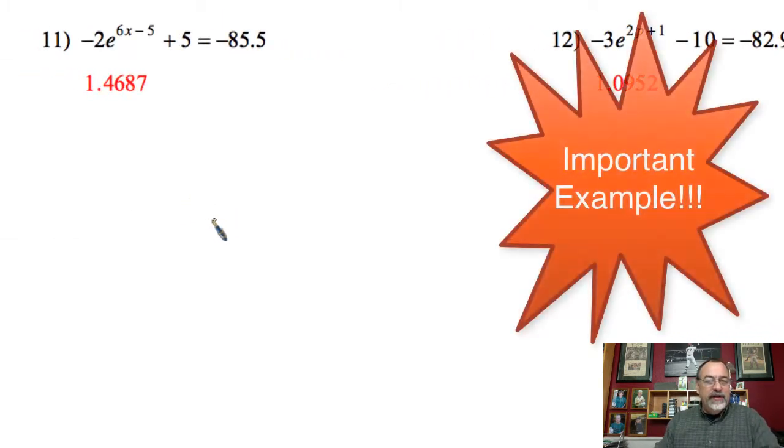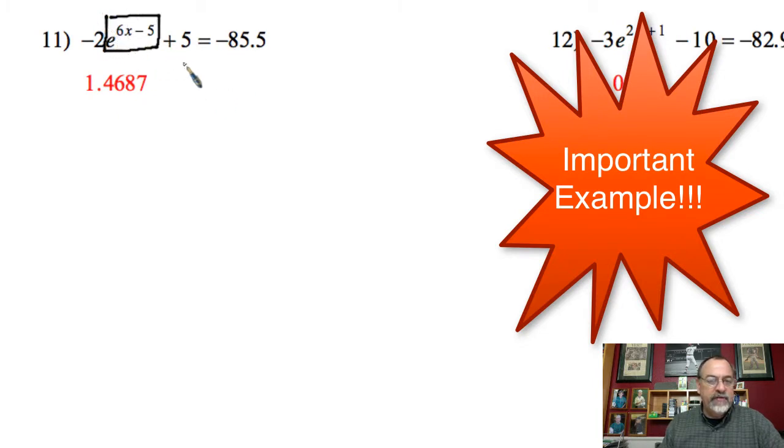Taking a look at number 11 here, this gets a little bit more complicated, but if we follow what we've been doing all along, we'll be okay. Now again, we have to identify which term has the variable that we're solving for. You have to be careful here because e is a number, and so the term that has the variable is this e to the 6x minus 5. The negative 2 does not have that exponent to it. So this is the term that needs to be isolated.